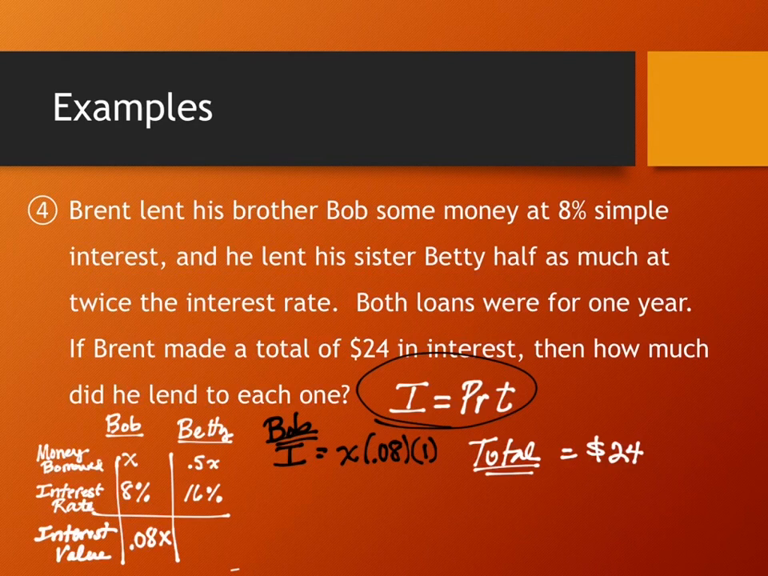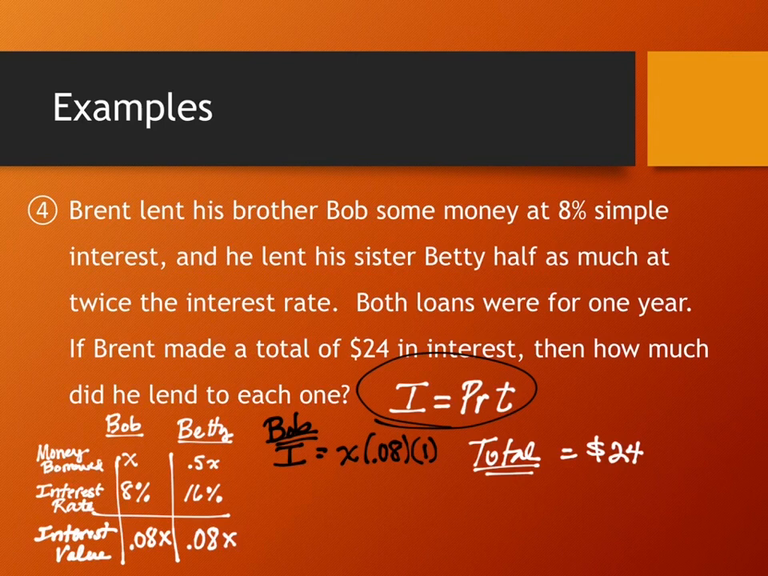We'd calculate it the same way, right? We'd multiply the 0.5x times 16%. What's 16% as a decimal? 0.16 times the 1 year. What would we actually end up getting for her interest value? Yeah, and that's what Anna was noticing earlier on, that this ends up being the same thing, because of the halving and the doubling of the other quantities.